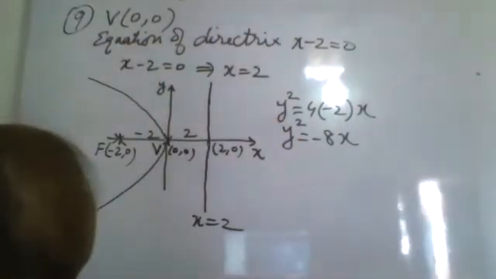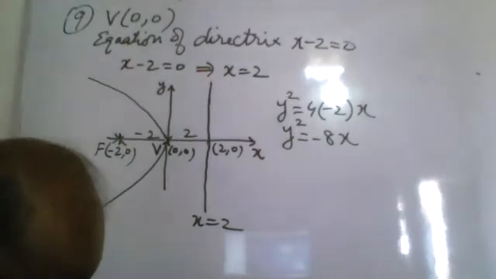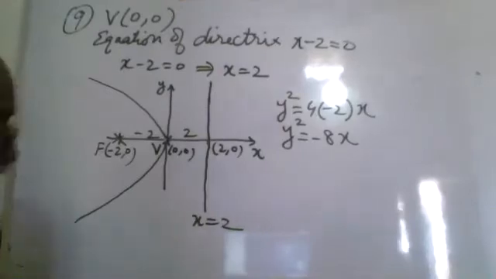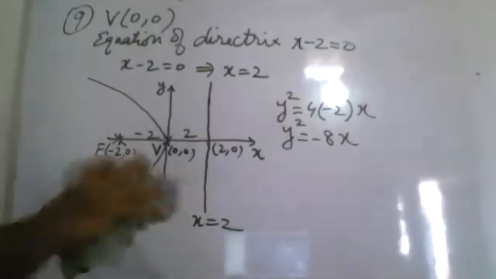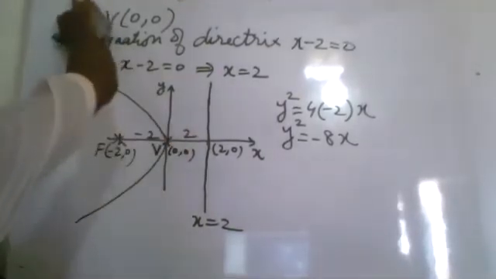And now question number 11. Directrix and focus are given. Directrix y minus 3 equal to 0. Focus 0, -3. Question number 11.